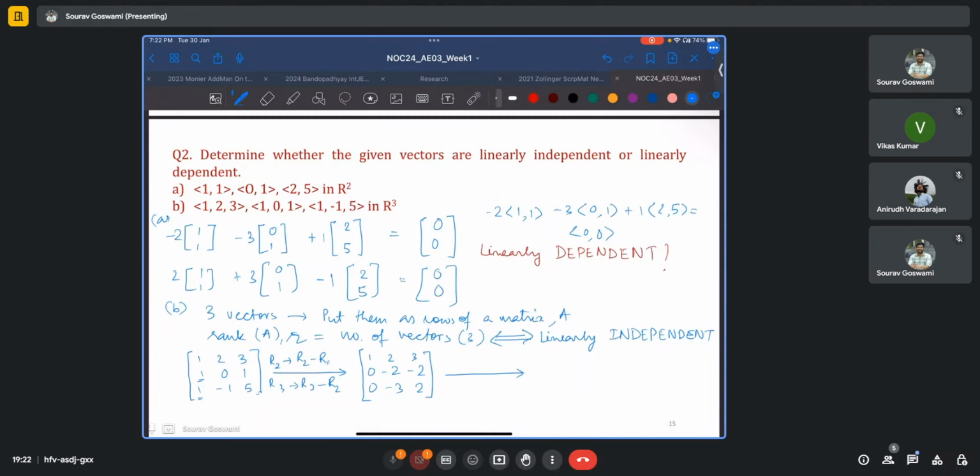For the next set of operations, I would want a 0 here, so as to produce a strictly upper triangular matrix. So I leave R1 and R2 as is. My R3 will change as R3 minus 3 by 2 times R2. And what this will yield is 1, 2, 3, 0, minus 2, minus 2, 0, minus 3 plus 3 by 2 into 2, so 0, and 2 plus 3 by 2 into 2, so 5.